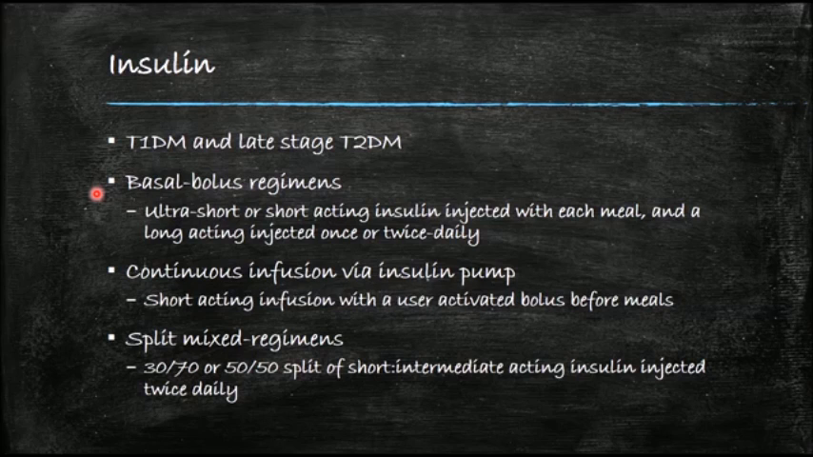Split mixed is usually a twice-daily regimen where they take a pre-mixed insulin, and so I've got down here 30-70, and 50-50, and so that's the mix between short and long-acting. And this is only for type 2 diabetics, so you'd not give something like this to a type 1 diabetic because it doesn't accurately mimic what the body should be doing.